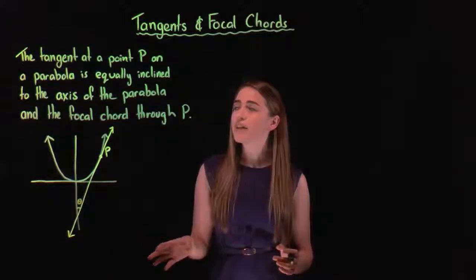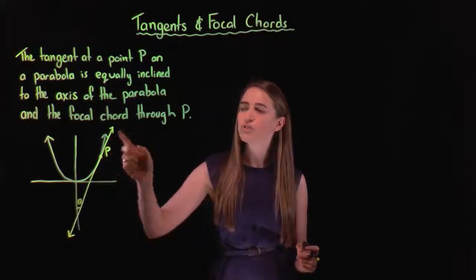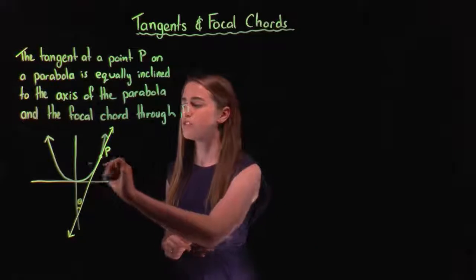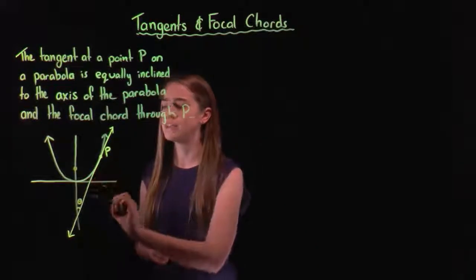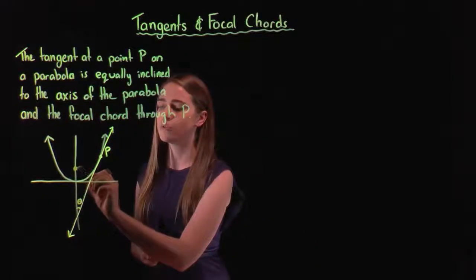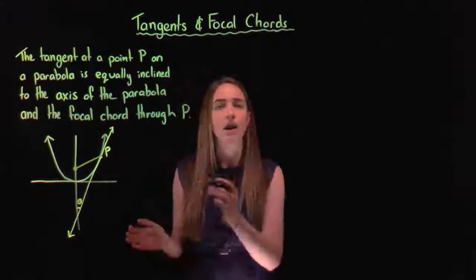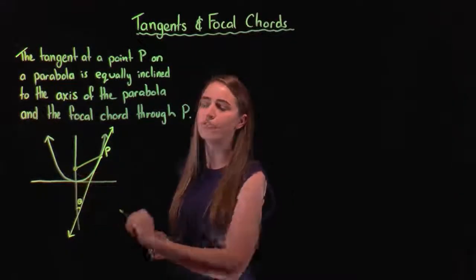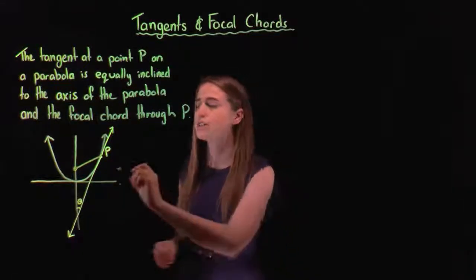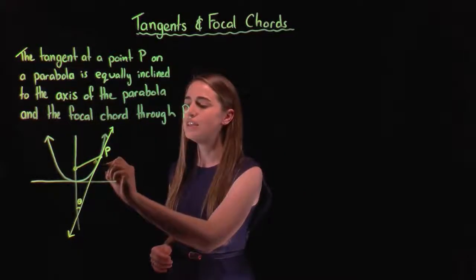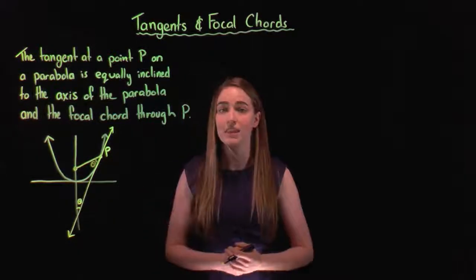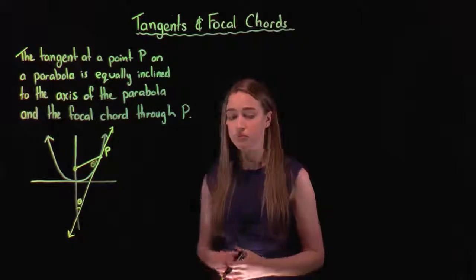Now the other part of that is it's equally inclined to the focal chord through P. So if our focus of our parabola is here, if we draw the focal chord, now I've only drawn part of the focal chord, the chord should go all the way over to the other side, but if we just draw that part, then this angle in here would also be theta. Now we're going to go through and prove that.